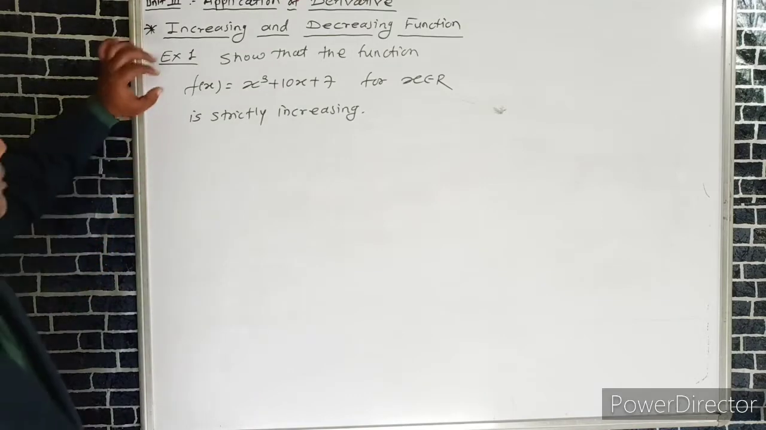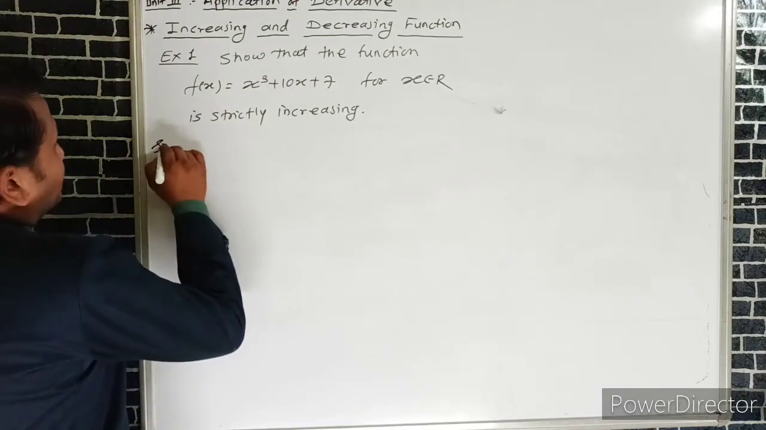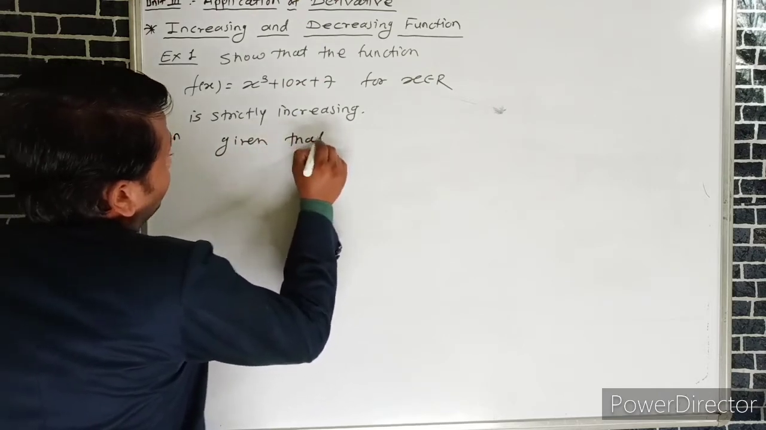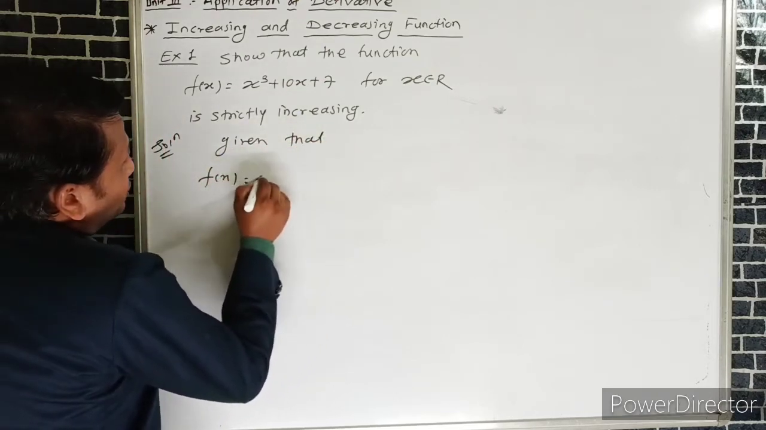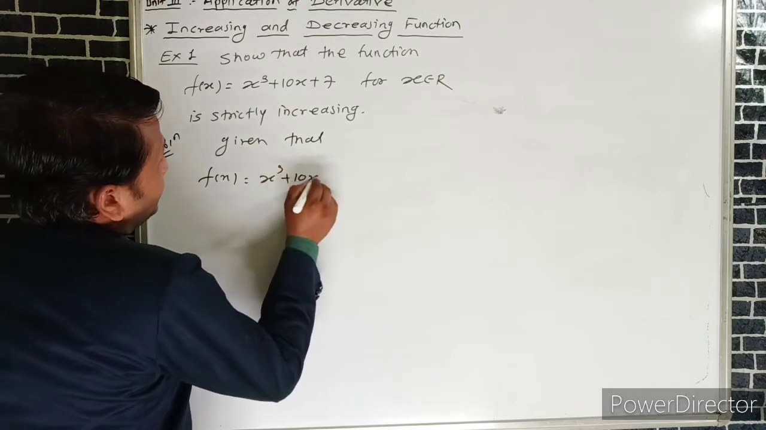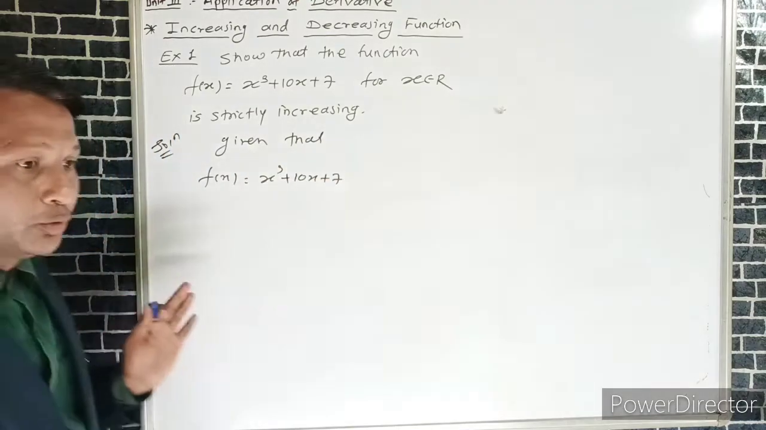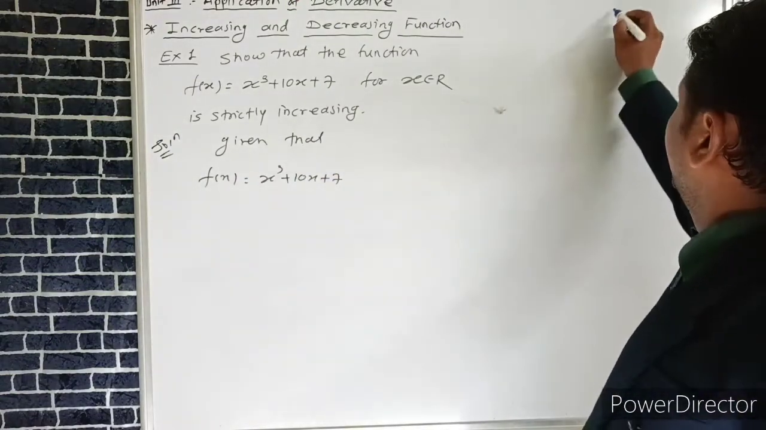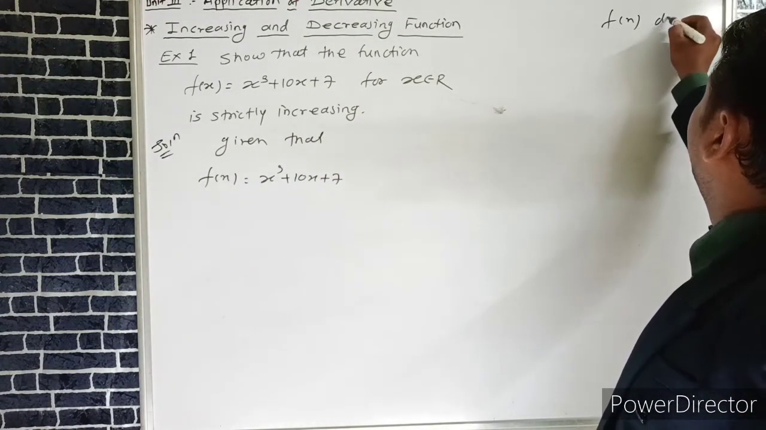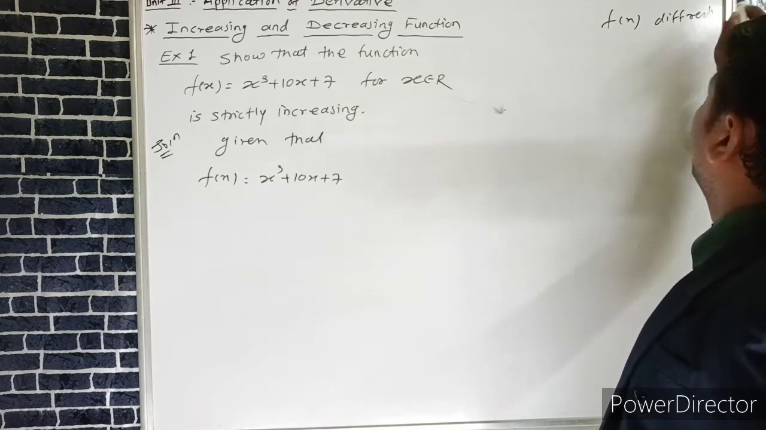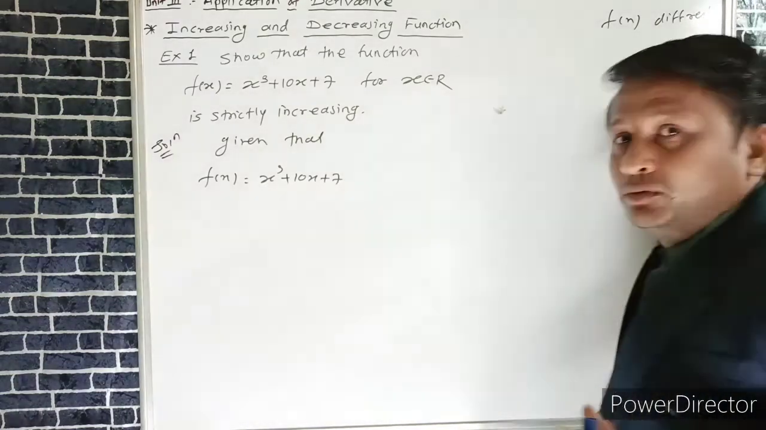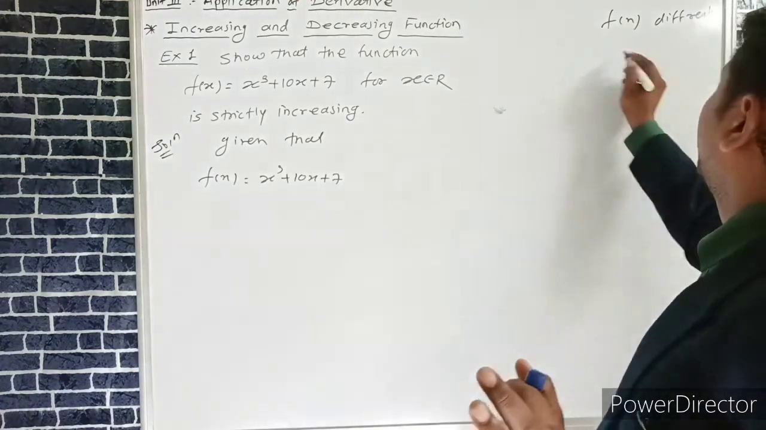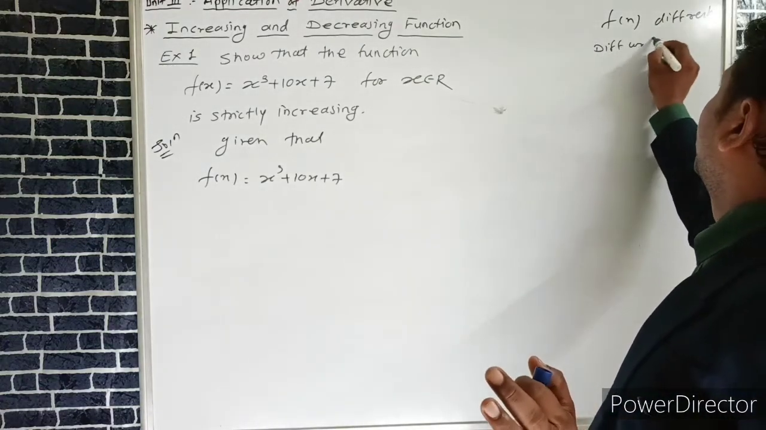Here the given function is f of x equals x cube plus 10x plus 7. You know about functions that are increasing and decreasing. If f of x is a differentiable function and we have to verify whether it is increasing or decreasing, first we differentiate this function with respect to x.